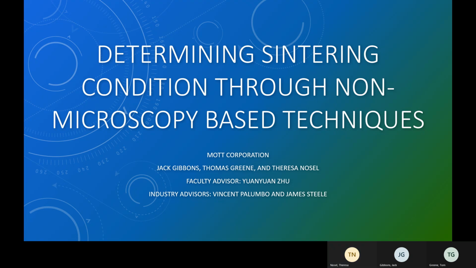Our team consists of Jack Gibbons, Thomas Green, and Teresa Nozzle. We are working with Mott Corporation on determining sintering condition through non-microscopy-based techniques. Our faculty advisor is Dr. Zoe, and our industry advisors are Vincent Palumbo and James Steele.